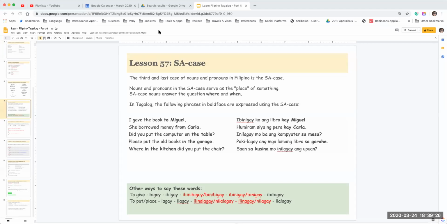Okay, sa case. Remember, we have three portions. For example, our sentence consists of the ang case, sometimes the nang case, and sometimes the sa case. The sa case is the third and last case of nouns and pronouns. We're talking about sa case, where we find prepositional phrases or place, anything that answers the question where or when. So, for example, let's read all this Tagalog.